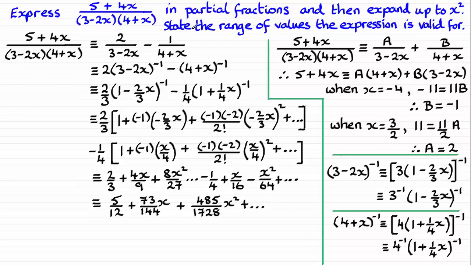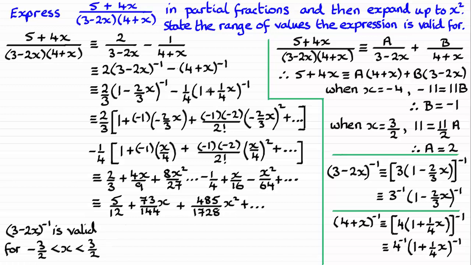Now we need to state the range of values that the expression is valid for, and that means that we need to look at working out the range of values that 1 minus 2/3 x to the power minus 1 is valid for, and 1 plus 1/4 x to the power minus 1 is valid for. And then take the smaller of those two ranges, as I explained in an earlier section. So dealing with this one here, minus 2/3 x has to lie between minus 1 and 1. And if you rearrange that, you should find that for x, it's valid for x being between minus 3 over 2 and 3 over 2.